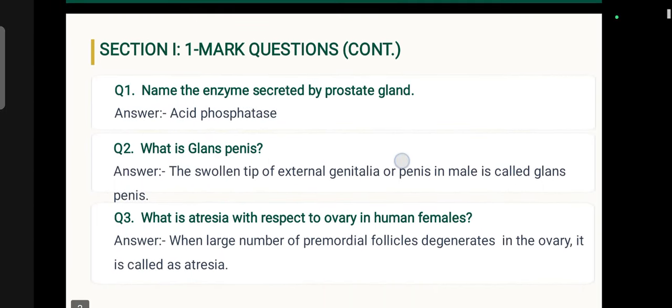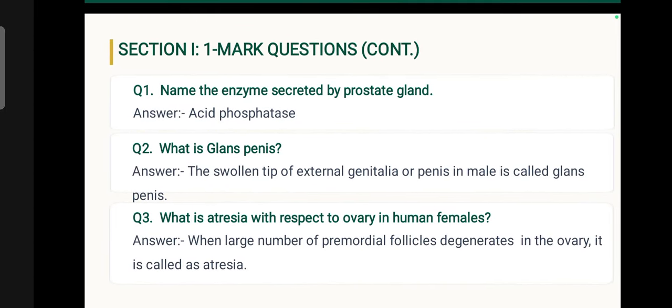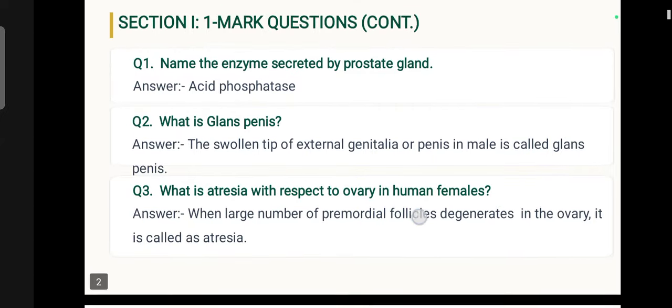One mark questions. Name the enzyme secreted by the prostate gland. The answer is acid phosphatase. What is glans penis? The swollen tip of external genitalia or penis in male is called glans penis. What is atresia with respect to ovary in human females? When large number of primordial follicles degenerate in the ovary, it is called atresia.